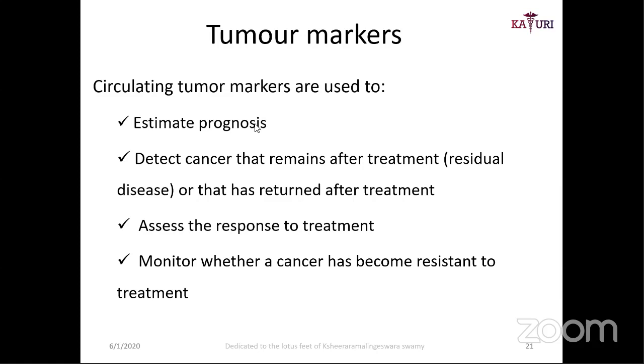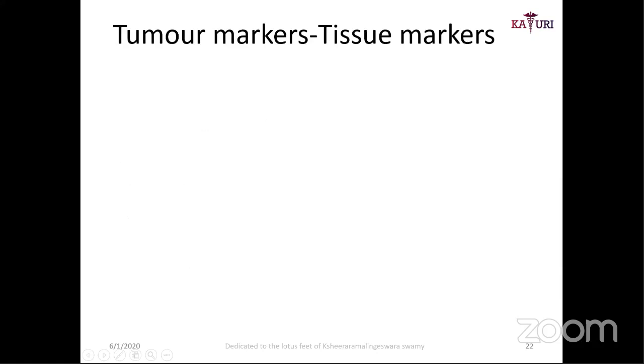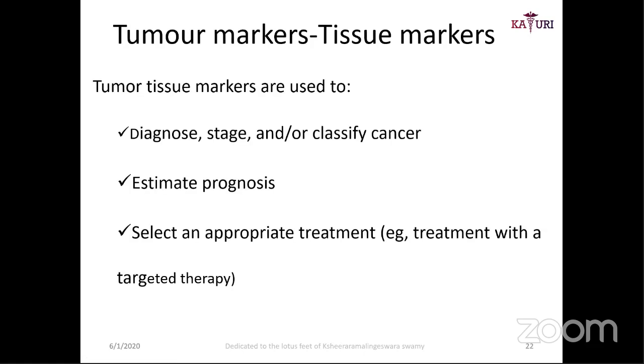And coming to tissue markers, they can stage and classify, because staging is very important. It is based upon the invasion of the tumor, and that is done by tissue markers, and they estimate prognosis and select an appropriate treatment. An advanced cancer treatment is different from the treatment of an earlier stage cancer. So for that, tissue tumor markers help a lot more than the circulating tumor markers.